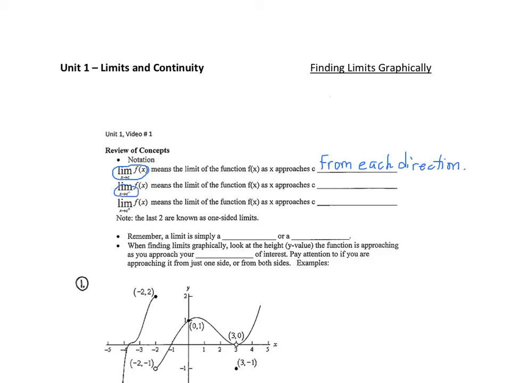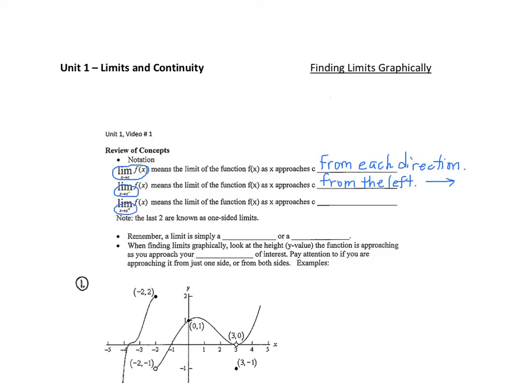Next, we see this notation. You see a little negative after that c. That means we are approaching it from the left only. Now, if we are approaching it from the left, what that actually means is that we're moving to the right on the function, getting closer and closer to our x value of interest.